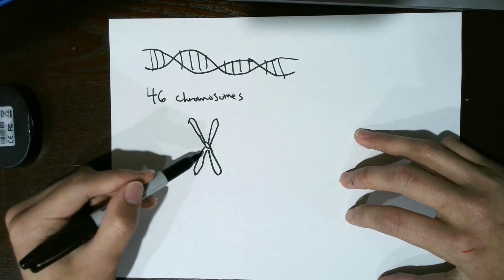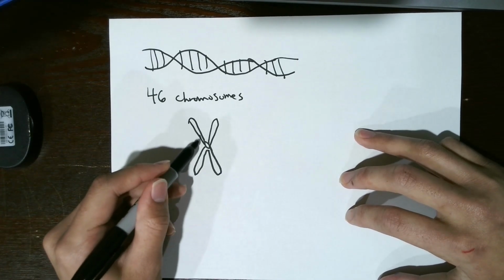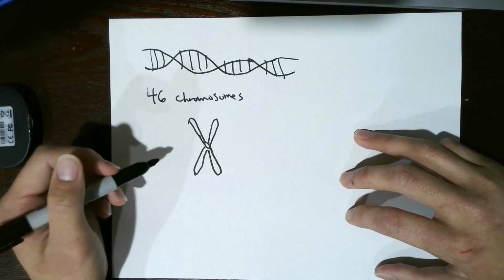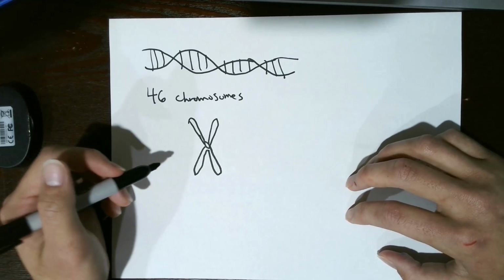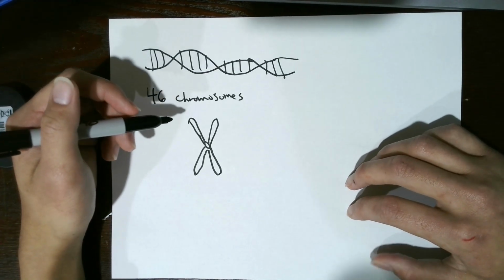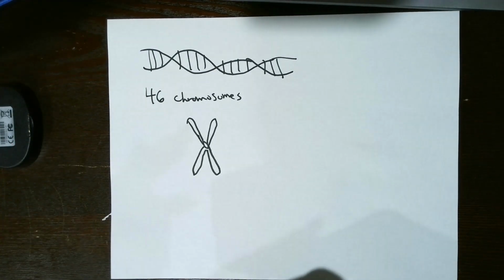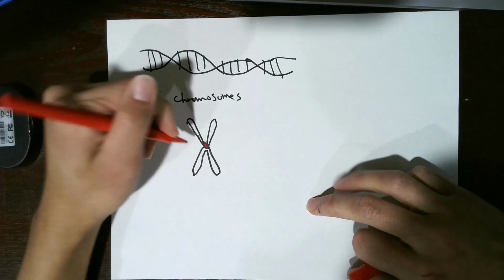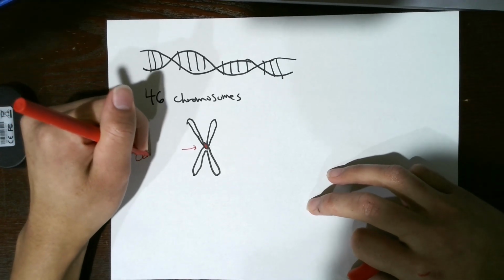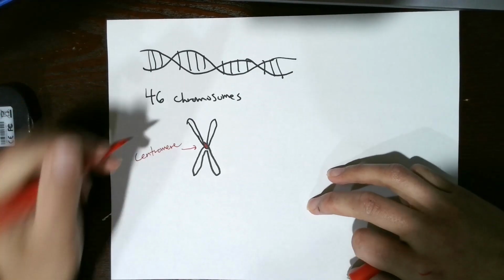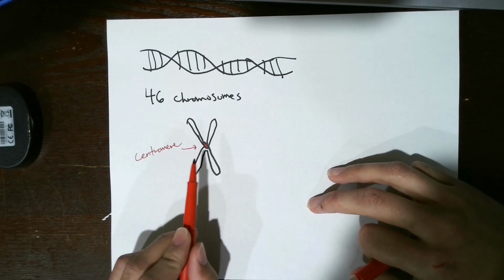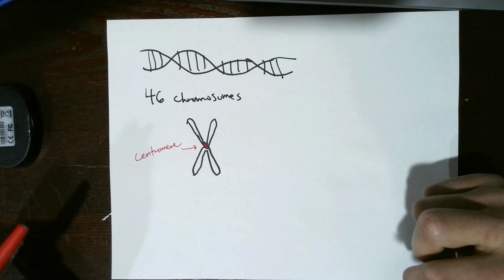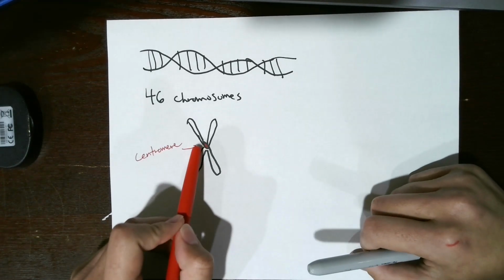Alright, so this is how the DNA is stored. All this matter you see here is wound up DNA. So just a little basic anatomy of the chromosome. Let's talk about the different parts we have here. We have this part right here in the middle. See this red thing? I'm going to color it here. This is very important. This is called the centromere. The number of centromeres determines the number of chromosomes.